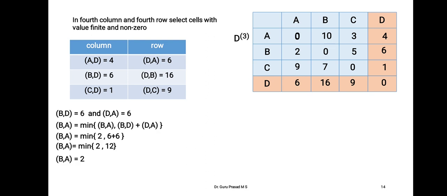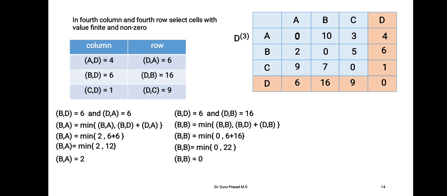Okay, next you have to select the column second value, row first value. B comma D equal to 6 and D comma A equal to 6. You have to find out the shortest distance between B to A. The shortest distance between B to A is 2.